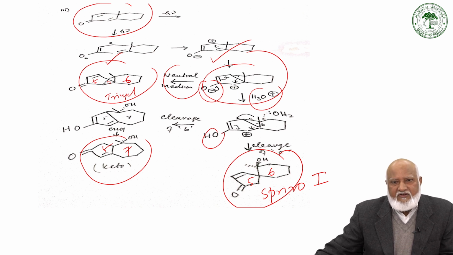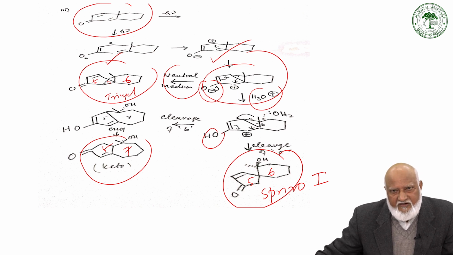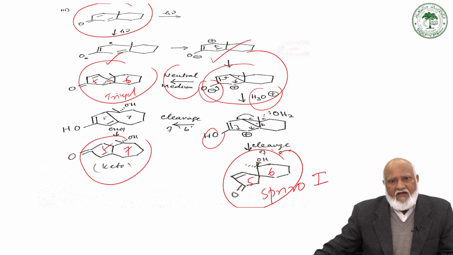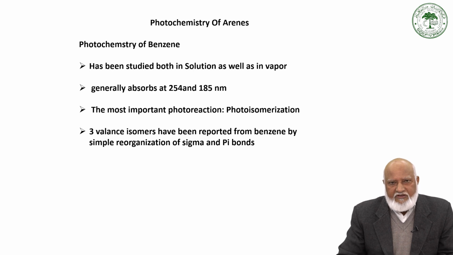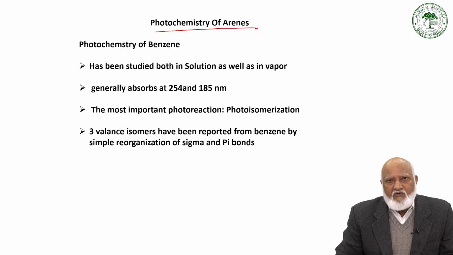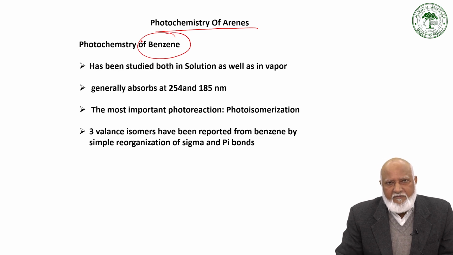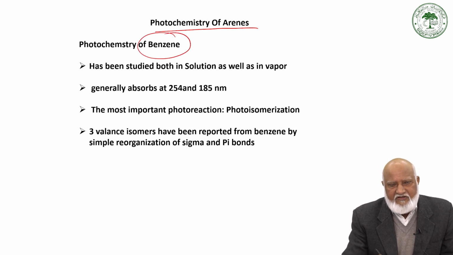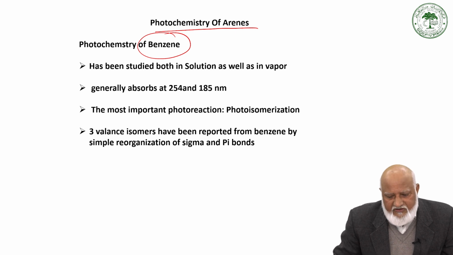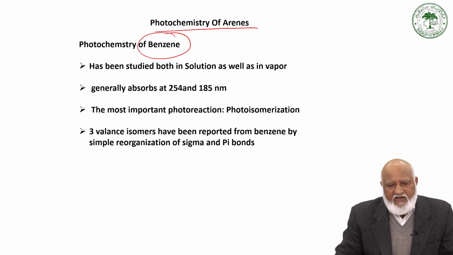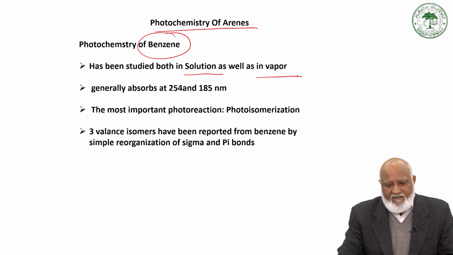Now with this, after completing this series of photochemistry of cyclohexadienone, a monocyclic system and a bicyclic system, we just move over to the next topic, the photochemistry of arene systems. Whenever you are talking about arenes, we can look into the photochemistry of the representative of arene systems, that is benzene. Benzene photochemistry has been very well studied both in solution phase as well as in vapor phase.